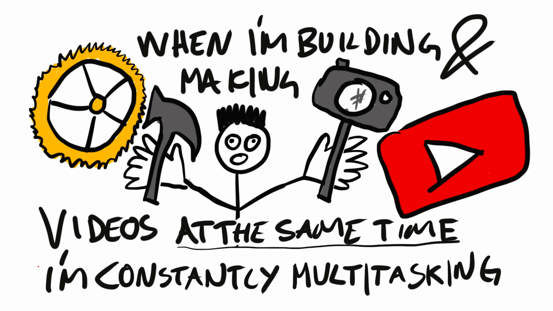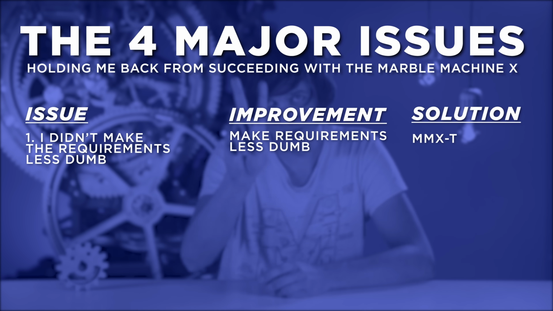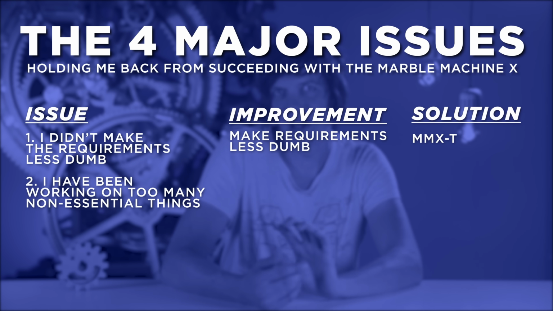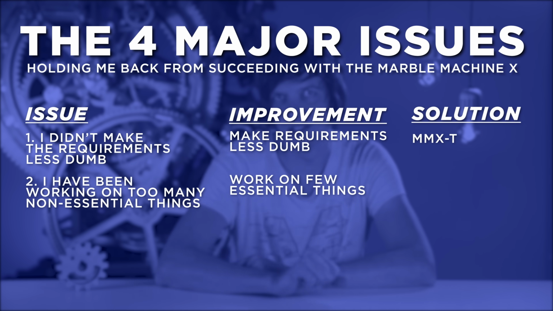When I'm building and making videos at the same time, I'm constantly multitasking. Multitasking makes us less efficient and more prone to errors, and this leads us directly to issue number 2. I have been working on too many non-essential things, so to improve, I need to work on fewer essential things.